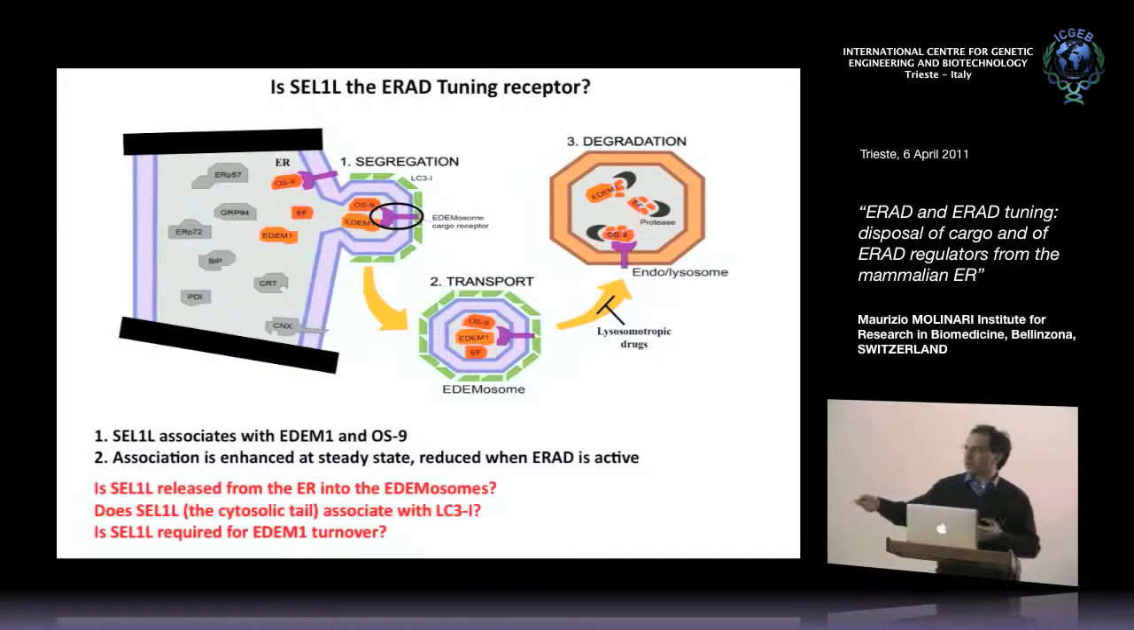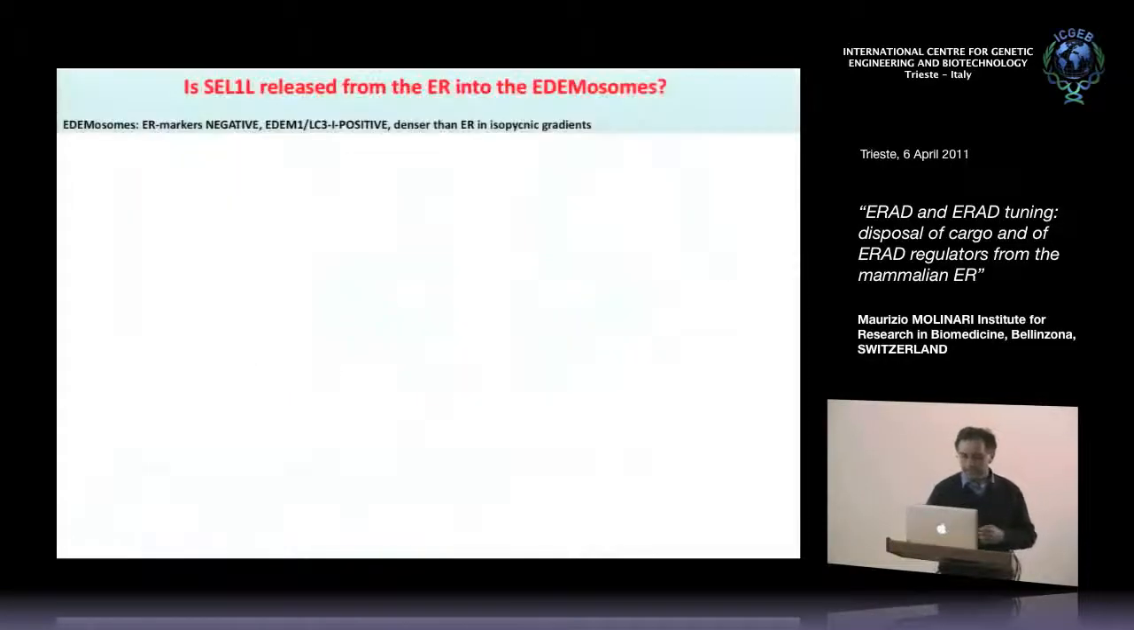Now there are three predictions. The first one is that we should find cell 1 there. If this is the receptor, it should go with the cargo in the transport vesicle. The second prediction is that cell 1 is a transmembrane protein, so maybe cell 1 binds the coat. So maybe we can identify a complex between cell 1 and SC31, which is the coat of the vesicles here. And the third prediction is that if we delete this receptor, we should stabilize EDEM, because EDEM is not transported outside. This is what I will show you in the next three slides.